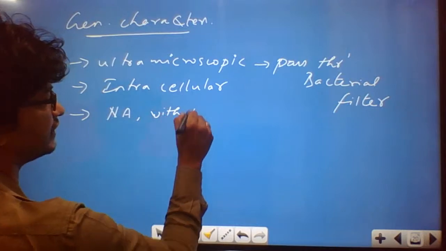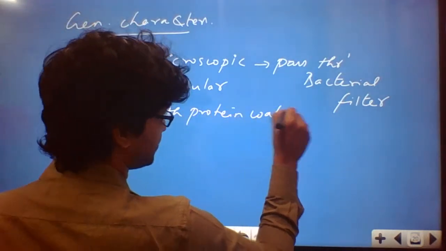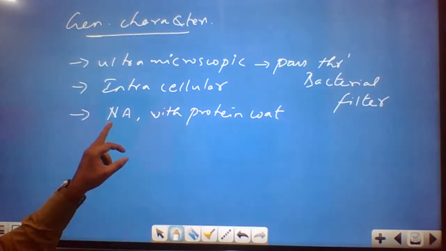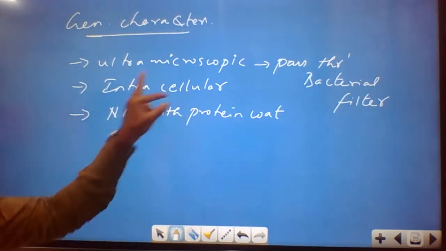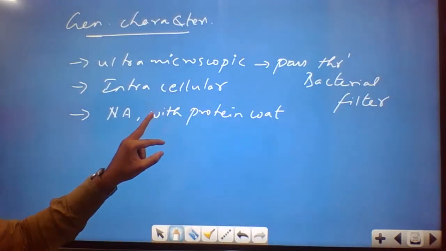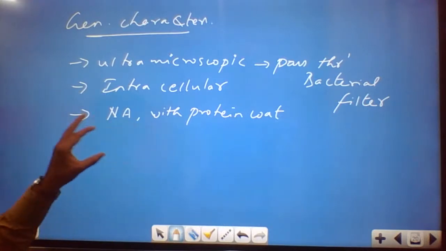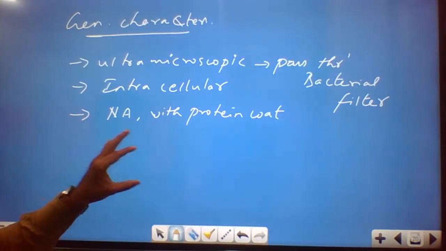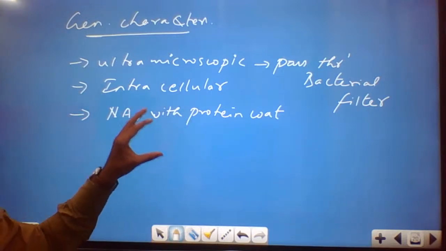It consists of nucleic acid with a protein coat. What is the name of the protein coat? We call it a capsid. The nucleic acid may be DNA or RNA, but it is enclosed in the protein coat. There are no proper cellular organelles inside, and also no proper metabolic machinery or metabolic reactions that take place inside the virus.